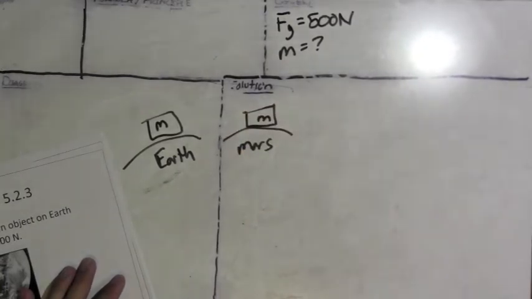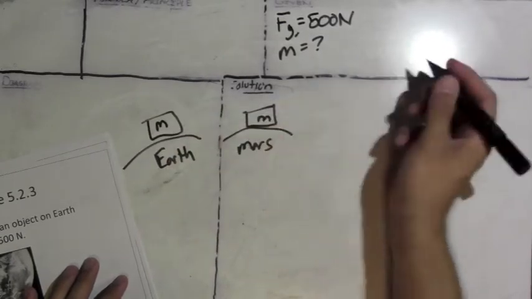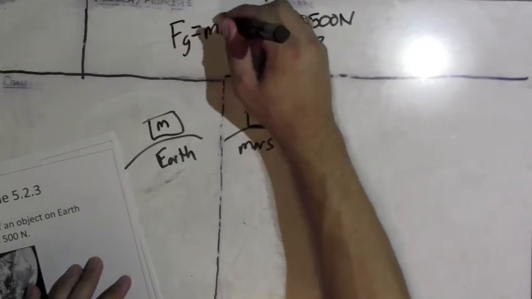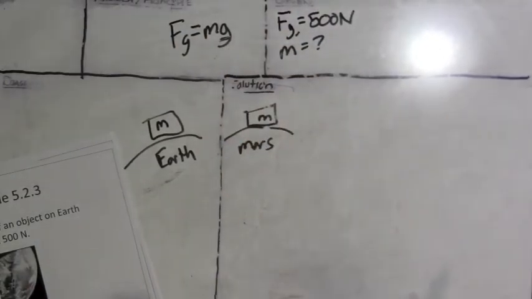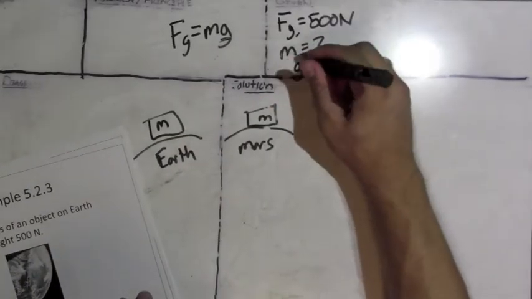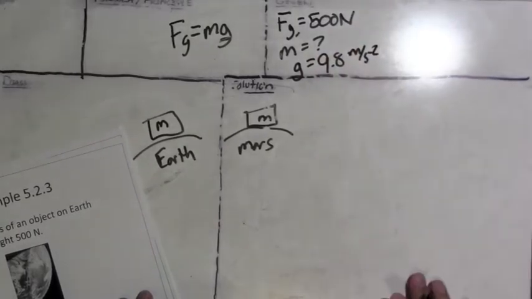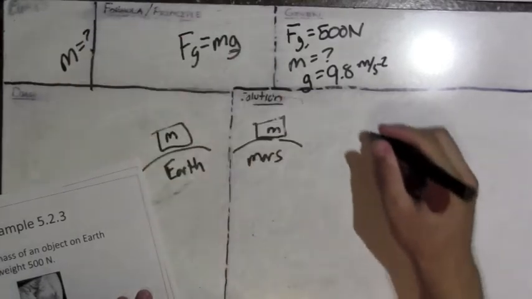Now what's different about it is going to be the gravitational force, because the gravitational force includes not only mass but gravity as well, where Fg equals mg. Now this g term is the gravitational field that the planet is on. Since it tells me that it's on Earth, I can clearly say that g is equal to 9.8 meters per second squared. So remember, I'm trying to solve for, in this case, mass.